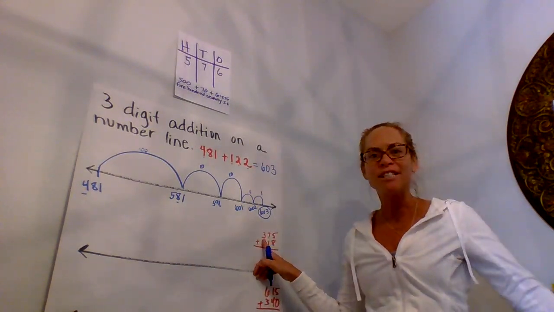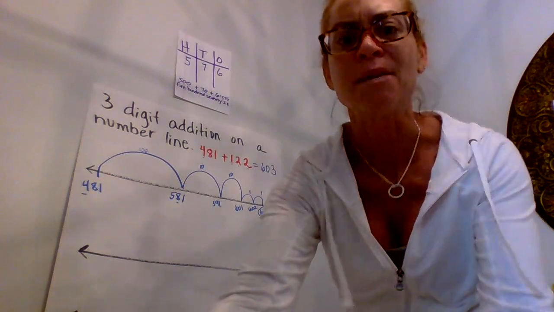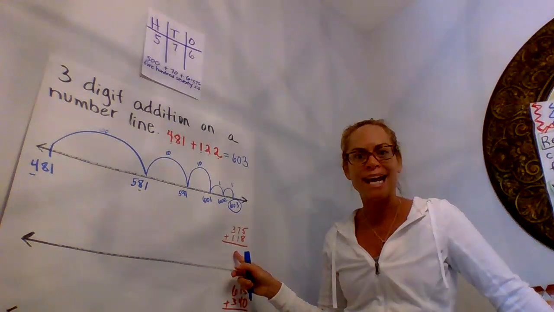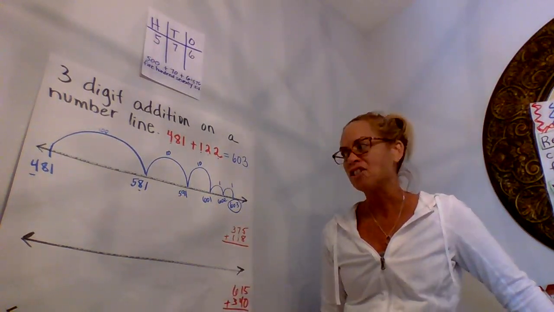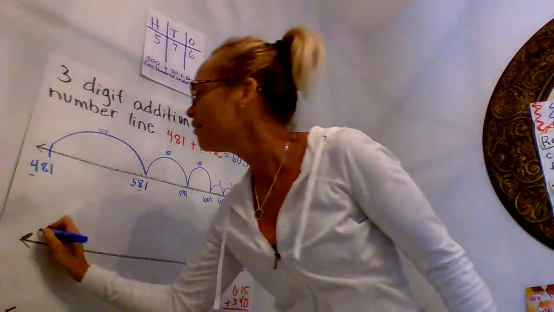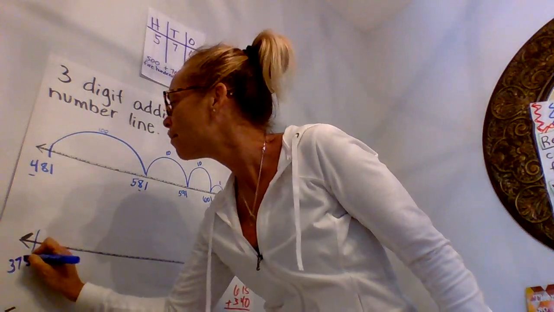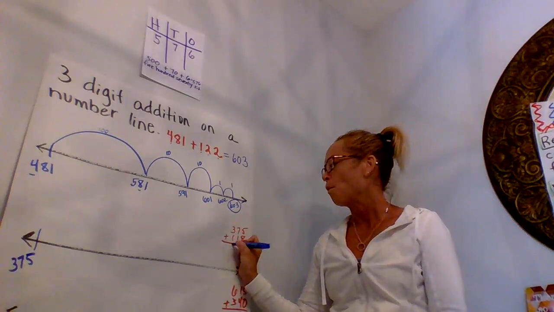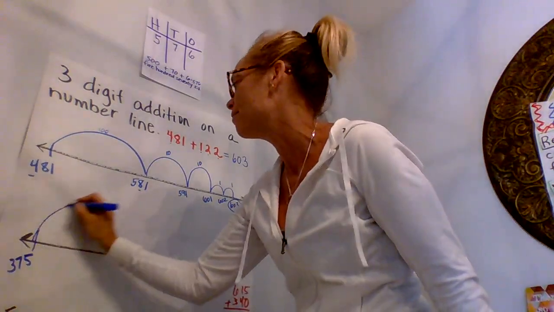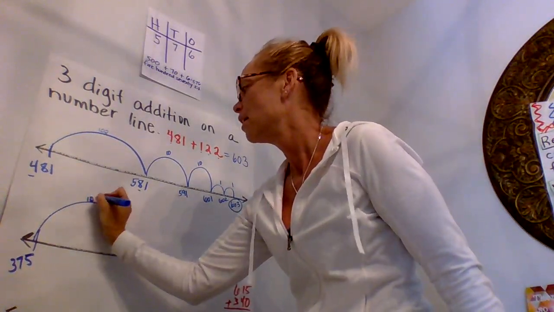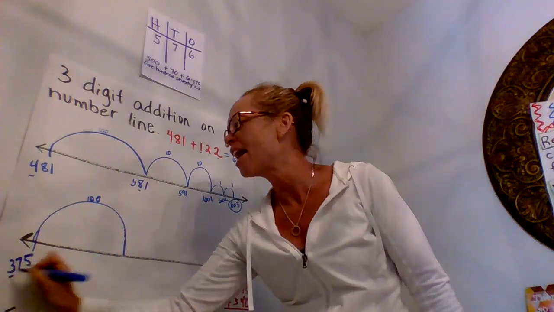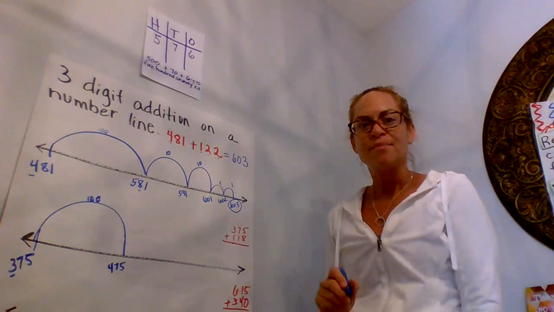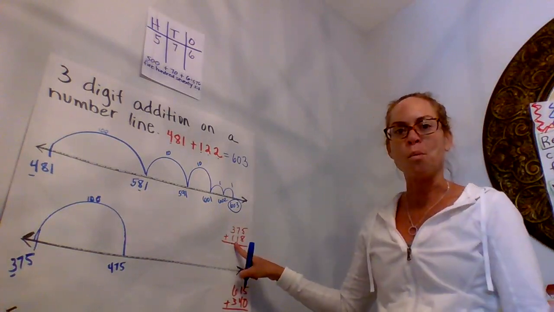We've got 375. Can you guys see me? 375 plus 118. Plot the largest number, 375. Okay. Now I go to here, 118. 100, big hop. 375, 475. And then we're going to hop our tens, which is 10.